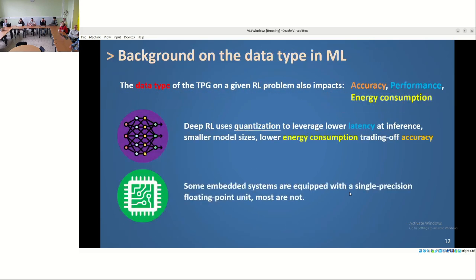For the data type of our machine learning algorithm, we can follow the same idea. It's really used in deep reinforcement learning, where they use quantization to leverage lower latency at inference, smaller model size, and lower energy consumption, and all of that is gained through a trade-off of the accuracy. This is really useful since some embedded systems are equipped with single precision floating point units. So for those, we don't need to perform the quantization, but most are not, and you really need to have this step of trade-off.